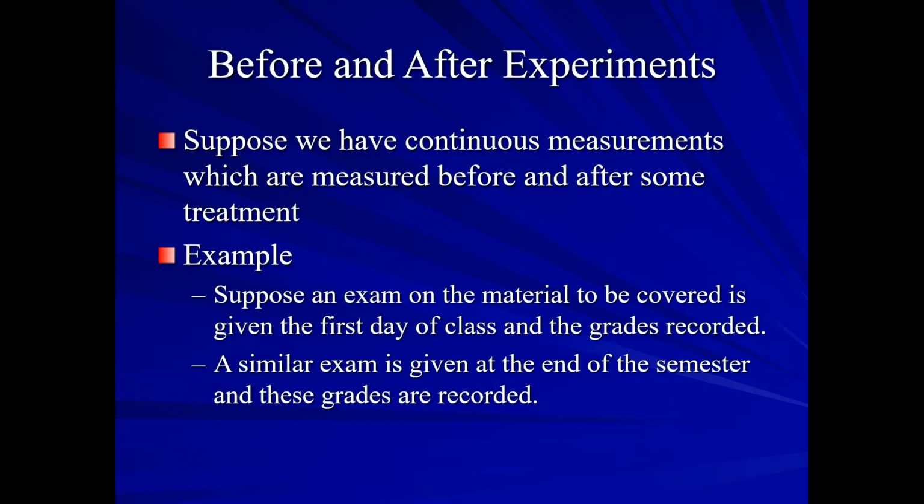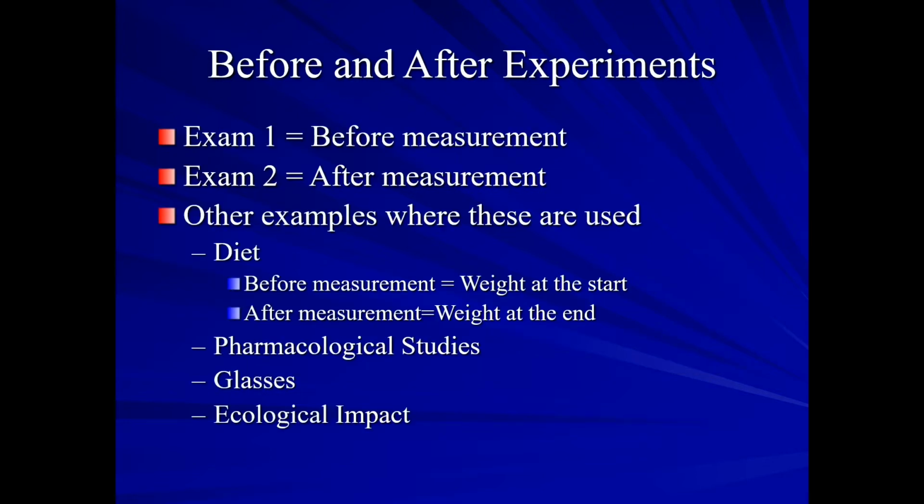This is sometimes called before and after experiments. So, suppose we have continuous measurements which are measured before and after some treatment. Let's suppose, as an example, we have an exam on the material to be covered in the first day of class, and the grades are recorded. And then a similar exam is given at the end of the semester, and these grades are recorded. Now, notice that we have to have the same individuals on the first day taking the exam as we do on the last day taking the exam. So here we're going to have an exam 1, that's our before measurement, and then we're going to have our exam 2, that's our after measurement.